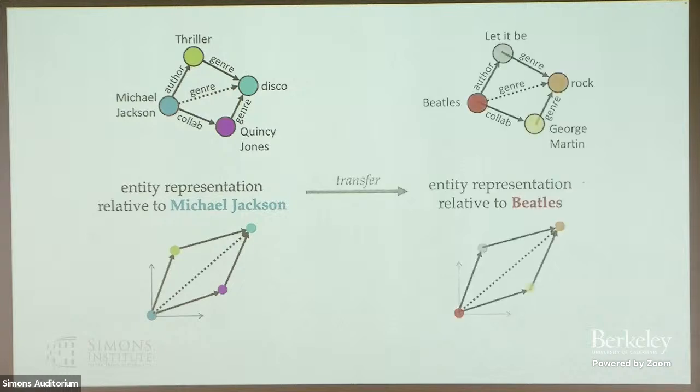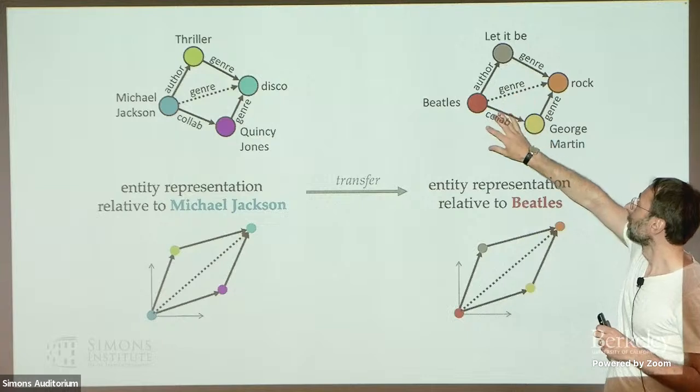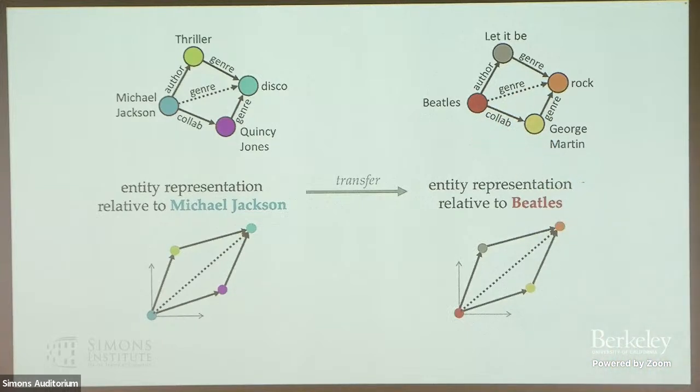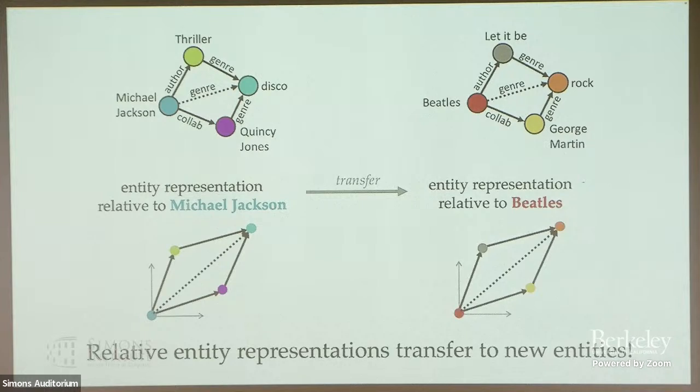And what it allows me to do is to transfer this model to a different node, right? So now I have an entity representation that is relative to another node, for example, the Beatles. So I can see the same pattern, but now on a different part of my knowledge graph. And basically, this relative entity representation is what allows transfer to new entities.